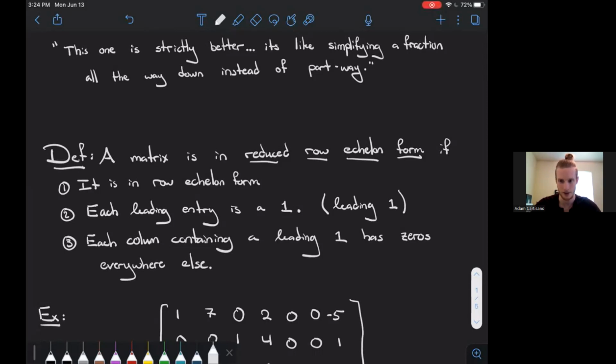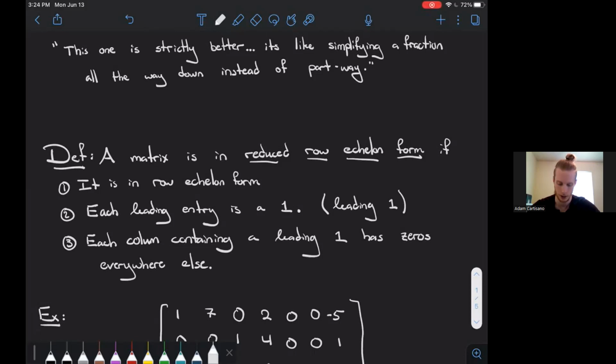Okay. And then we take it a step further. By the way, we call the leading entries that have to be ones, leading ones in reduced row echelon form. And then our third point is that if you have a column that contains a leading one, that column has to have zeros everywhere else, above and below the one.